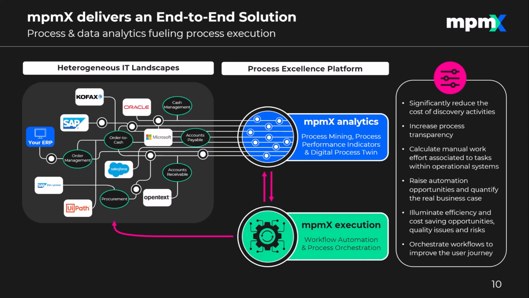And with the mpmX execution module, we can then really optimize the processes and create value. So if we, for example, see that in certain processes, steps are done always manually, but they can be done automatically, we can automate that with mpmX execution. Or if, for example, in a production process, we detect any critical foreseen process steps, we can inform the process specialist automatically via mpmX execution. And that's how we can solve actual problems or even prevent actual problems.